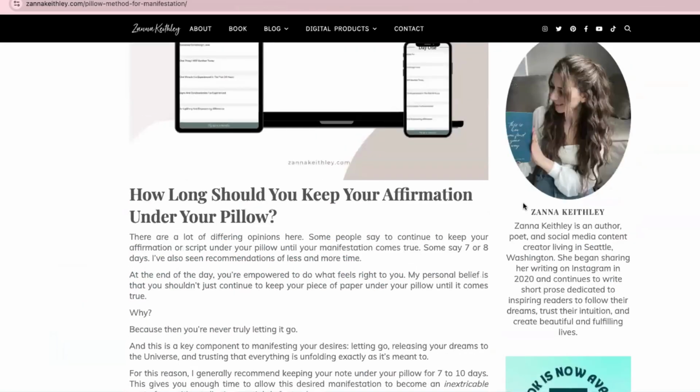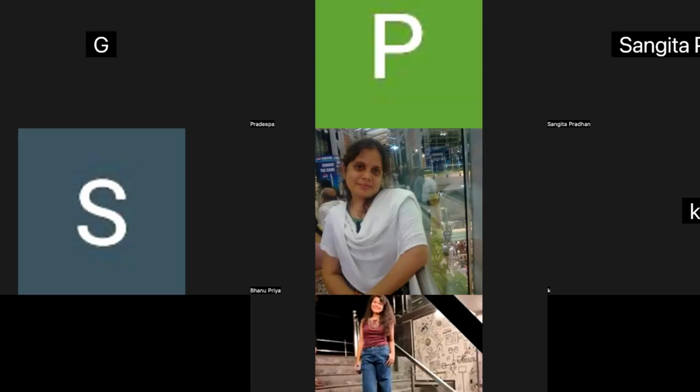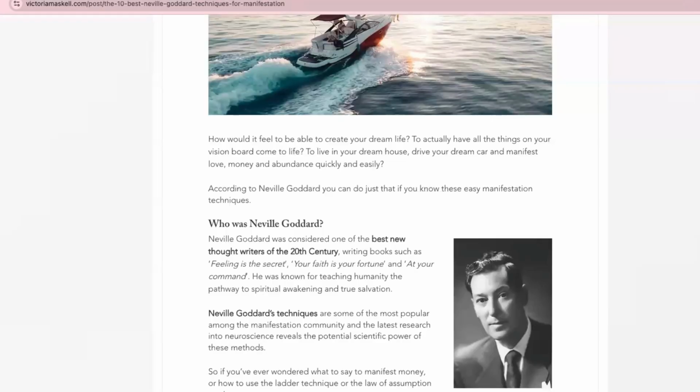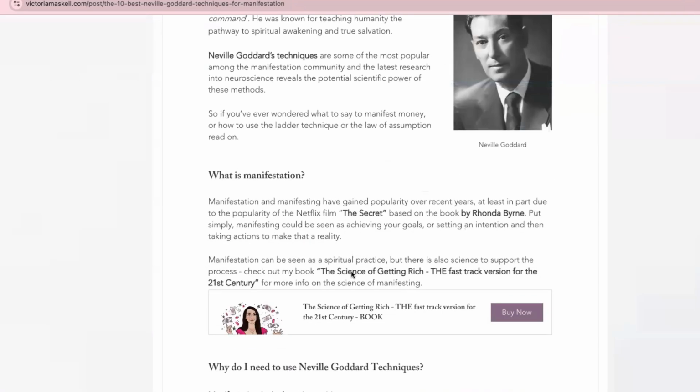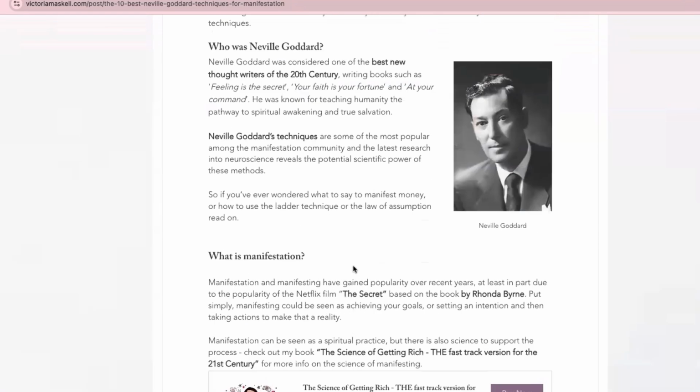Let me take that person who created this technique. Okay, so this person, Neville Goddard, is one of the writers of the 20th century. Now we are practicing this manifestation everywhere after social media, right? But he was the very first person who was able to write a book on it in the 20th century itself.